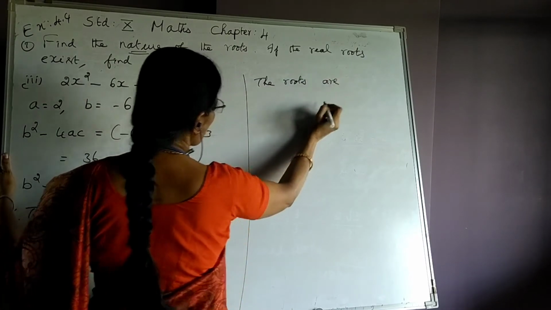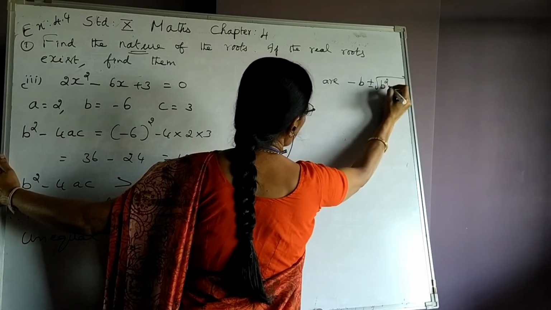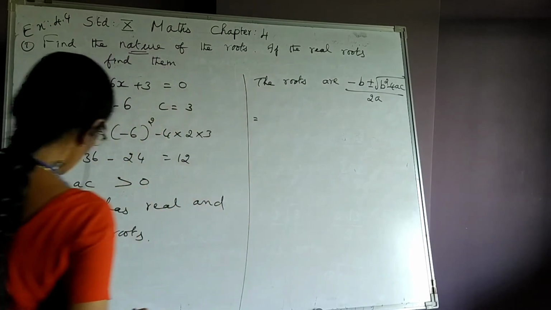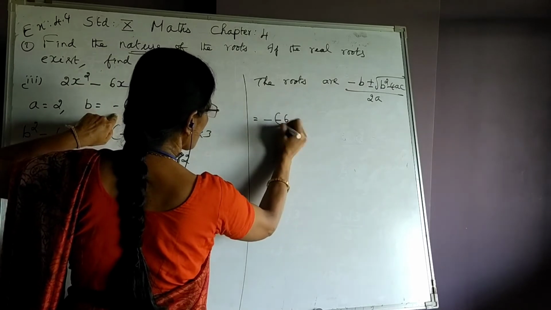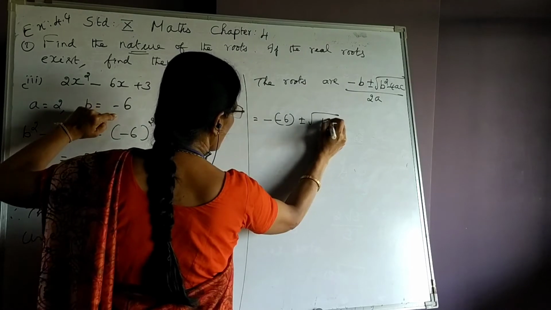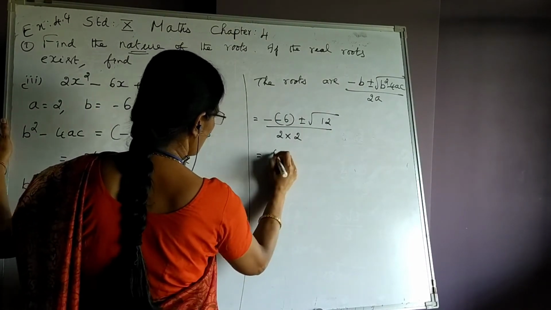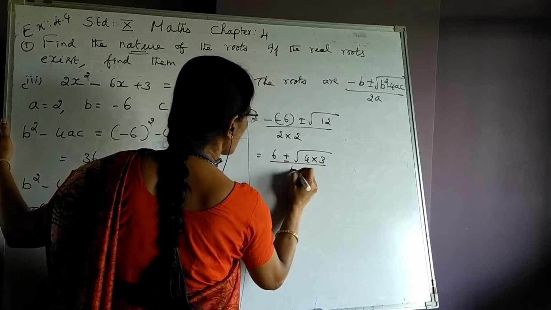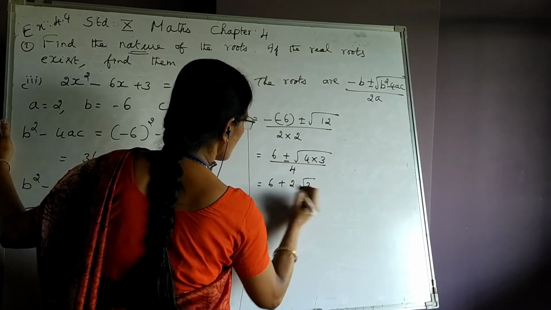We are going to use the formula. The roots are minus b plus minus root of b square minus 4ac upon 2a. Let us substitute the values. B is minus 6. So minus of minus 6 plus minus root of b square minus 4ac, we have found it is 12, divided by 2a, a value is 2. So it is 6 plus minus root 12, which can be expressed as 4 into 3, upon 4. It is 6 plus minus root of 4 is 2, root 3 upon 4.